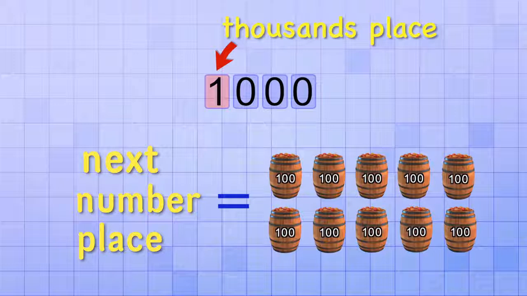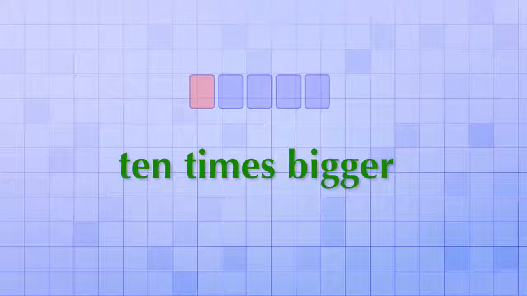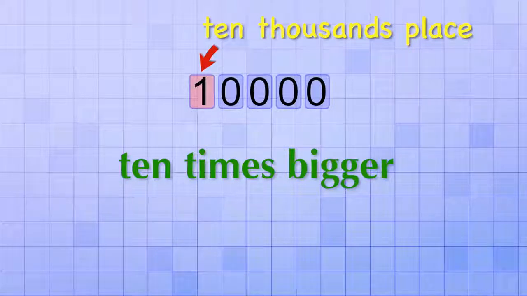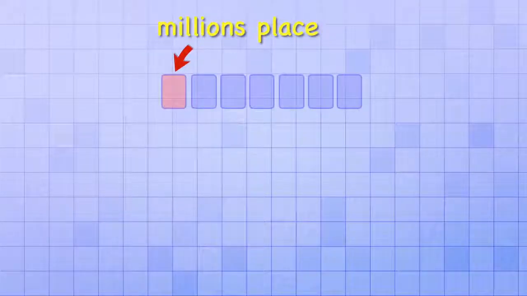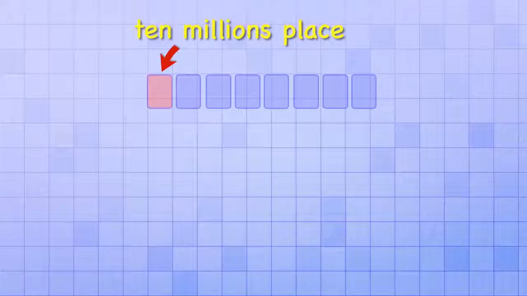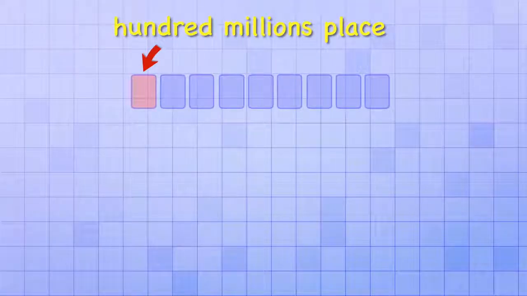And that's why it's called the thousands place. And the next number place will count groups 10 times bigger than that. It's the 10,000s place. And the number places keep on going like that. Next is the 100,000s place, then the millions place, then 10 millions, then 100 millions, then billions, and so on.